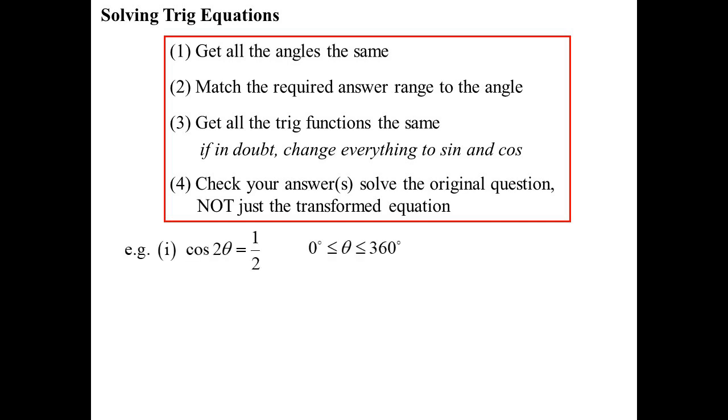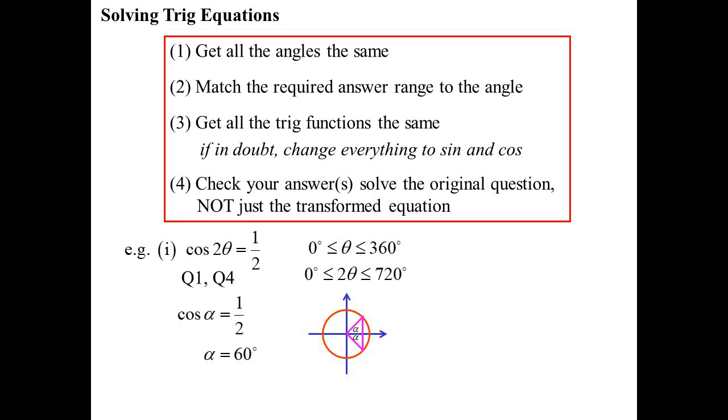Okay, let's start with the very basics. So cos 2 theta is a half. We're going between 0 and 360. For this one, therefore, I'm going to look for answers between 0 and 720 because I've got 2 theta. Okay, first and fourth quadrant, cos is positive. Just draw myself up a little diagram there.